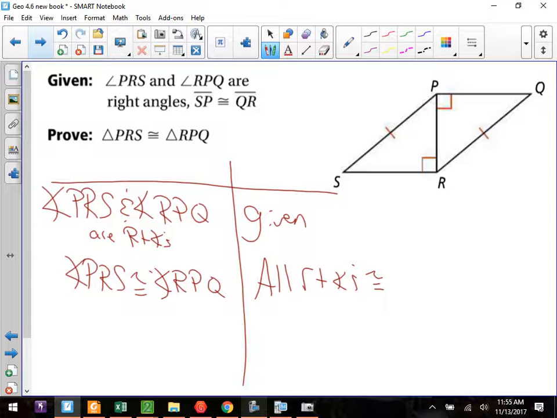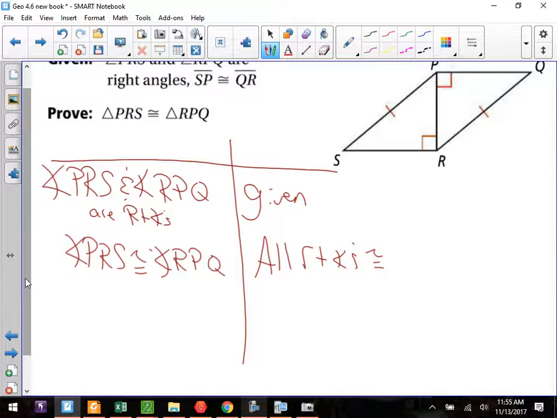Obviously, mark the diagram. In this case, it was already done. And then go to the next given. You guys remember the trick that a lot of times after you write something that's congruent, that usually means you're done with whatever that statement is. So go to the next one. SP congruent to QR, and obviously we're marked.